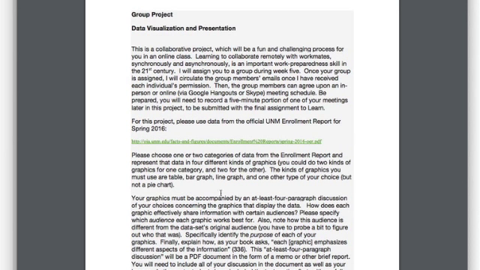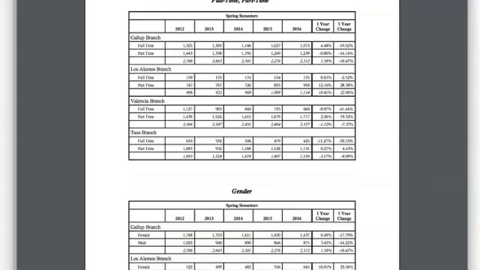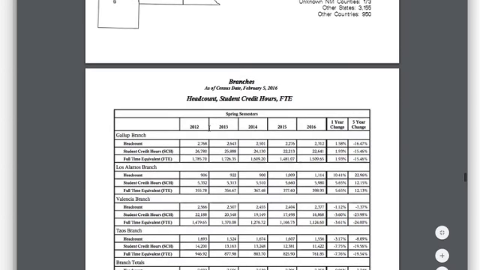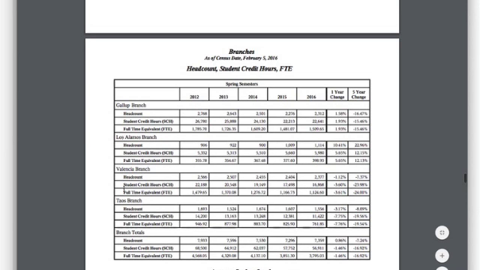Once you and your group mates determine which categories of data here, you need to choose 1 or 2 categories of data. This would be like one of these tables. So these are the branch campuses: Gallup branch, Los Alamos branch, head count, student credits. So this is one group of data here.